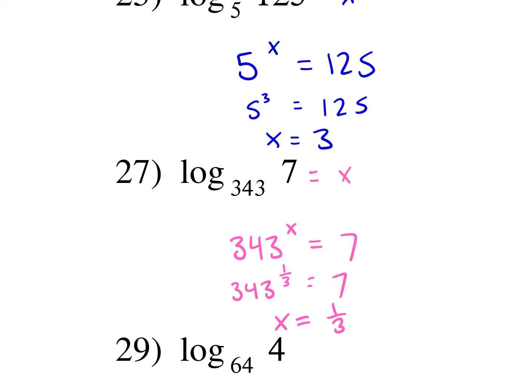So you could always look backwards and say 7 to what power would give you 343. That would be the third power. But we know it has to be a fraction to make it smaller. So it'd be x is equal to 1/3.